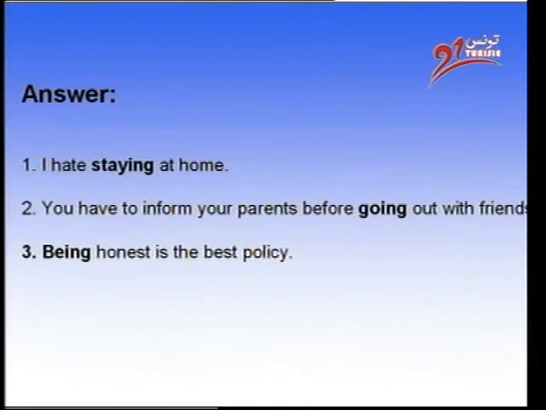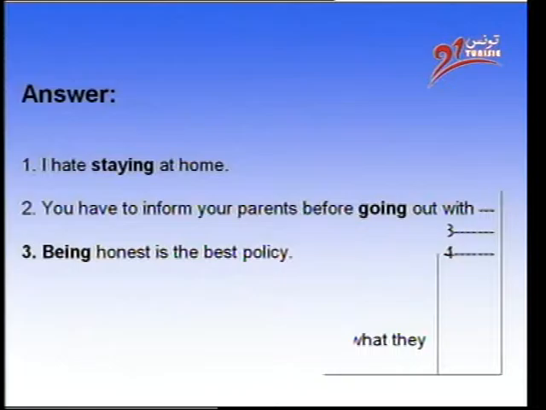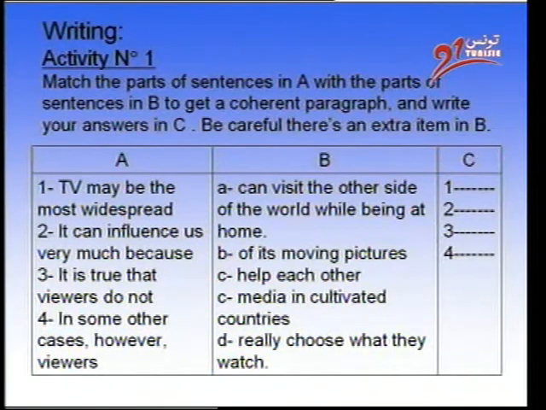Now look at the second sentences. Our first sentence was before you go out with friends. Notice the disappearance of you here. Before going out with friends. Now let's move to the writing exercise.